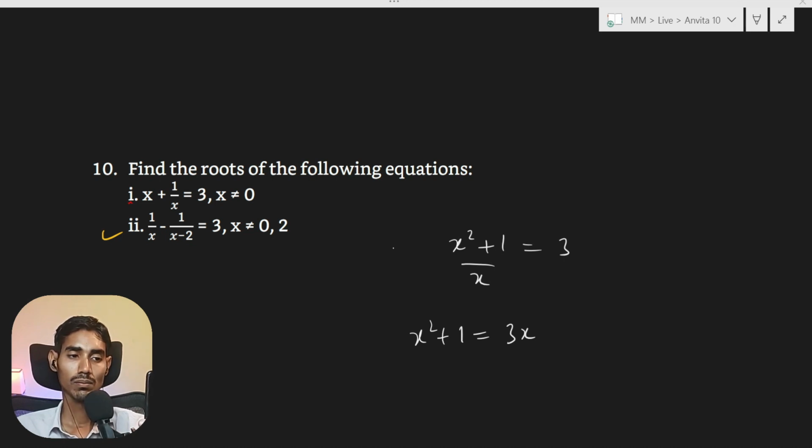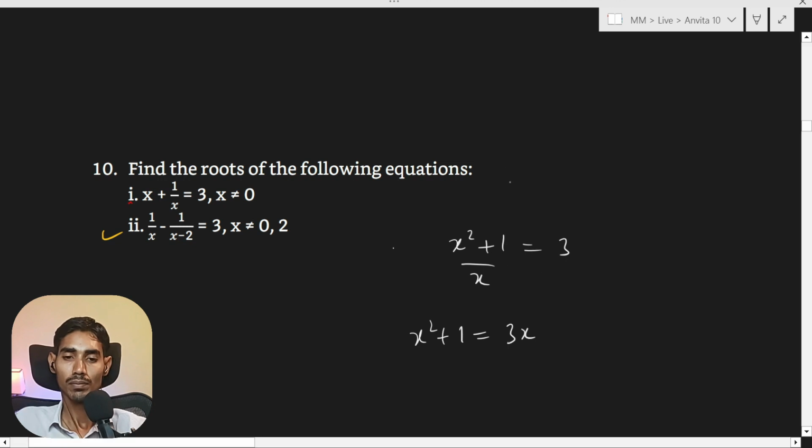Sorry, sir. x square plus 1 by x is equal to 3. x square plus 1 by x minus 3 is equal to 0. x square plus 1 minus 3x upon x is equal to 0. So right now I'm getting x square minus 3x plus 1 is equal to 0. Right, so that's the quadratic form. Now try applying the quadratic formula to find x.